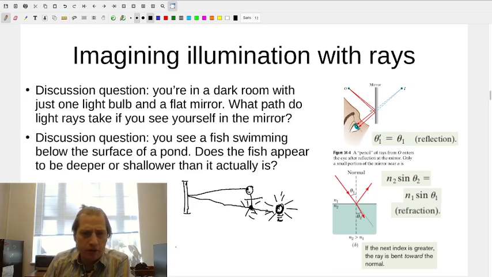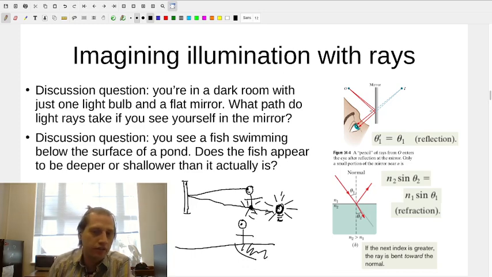Let's think about another question here. Let's say that you're sitting here on the edge of a lake. Again, there's my romantic picture of a person as an eyeball on a stick. Now you go ahead and you see a fish. And I'm asking the question, does the fish appear to be deeper or shallower than it actually is?